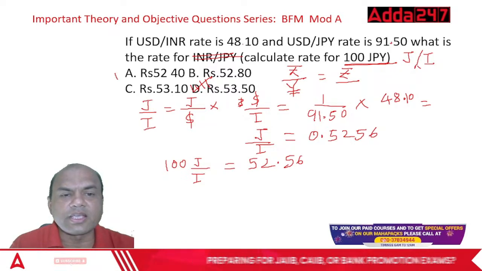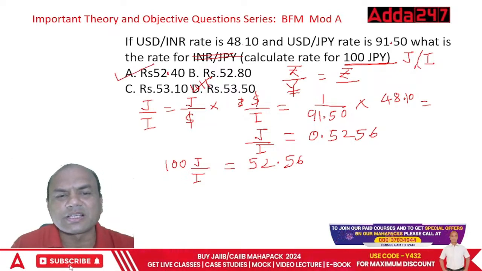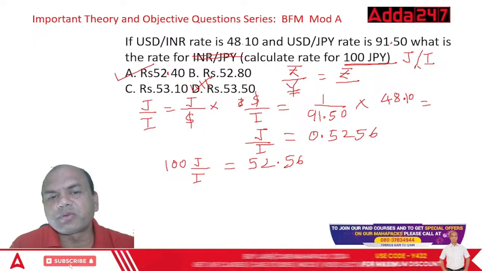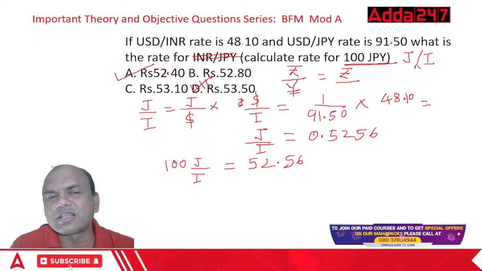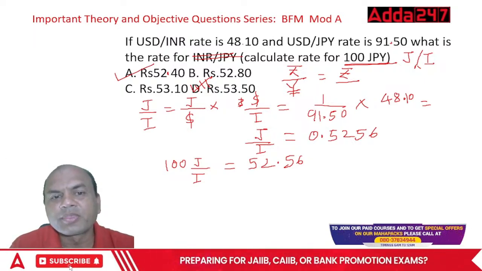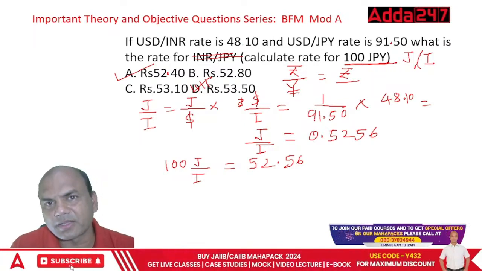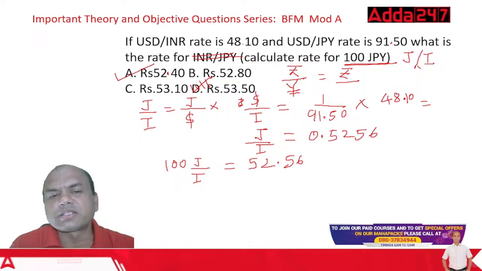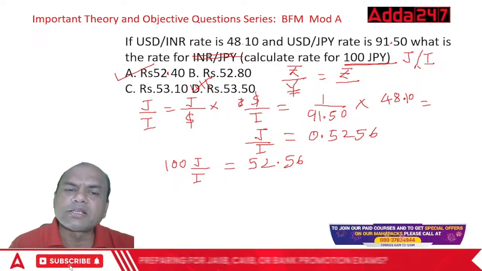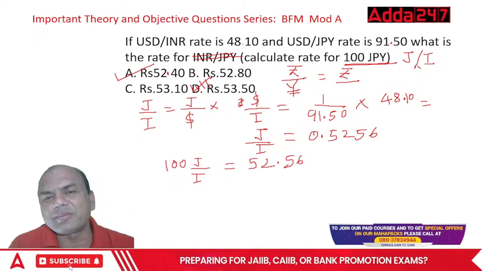52.40. Take this. Okay. In the exam, they won't give you such close answers. 52.40, 52.80. They'll never give you answers like this. One will be 52.40, the second will be 55 something. Okay, there will be a huge difference, so you will be able to immediately identify it because these points hardly make any difference.